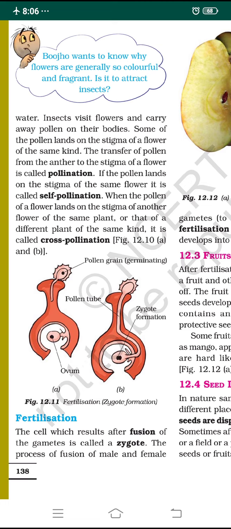If the pollen lands on the stigma of the same flower, then it is called self pollination. Remember, pollination is of two types: one is self pollination, and the other is cross pollination. If the pollen grains fall on the stigma of the same flower, then it is called self pollination.